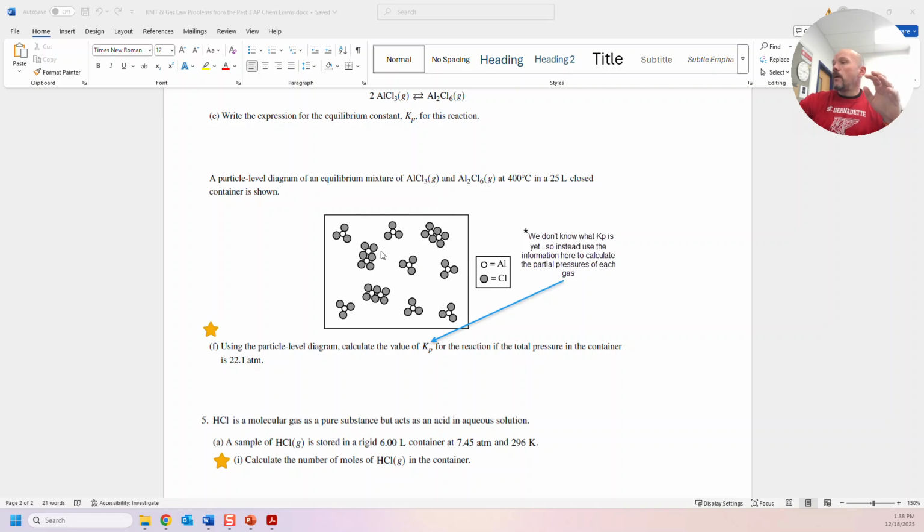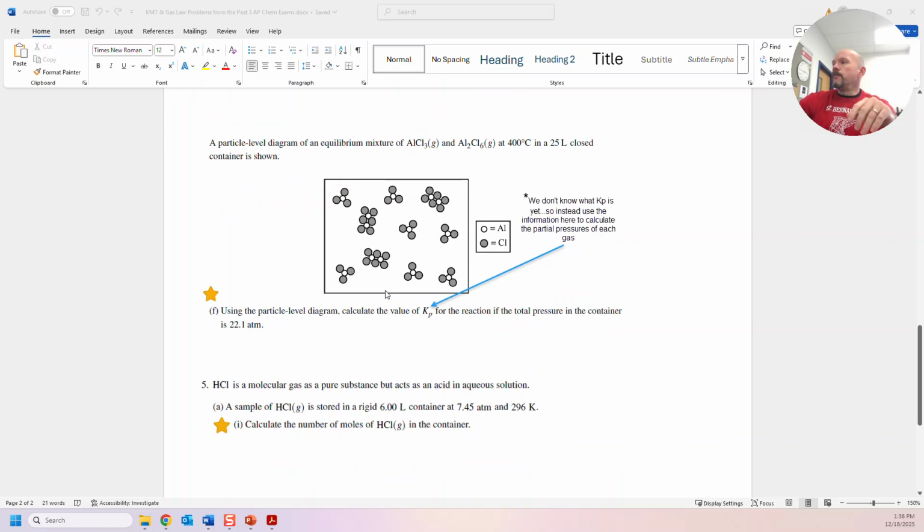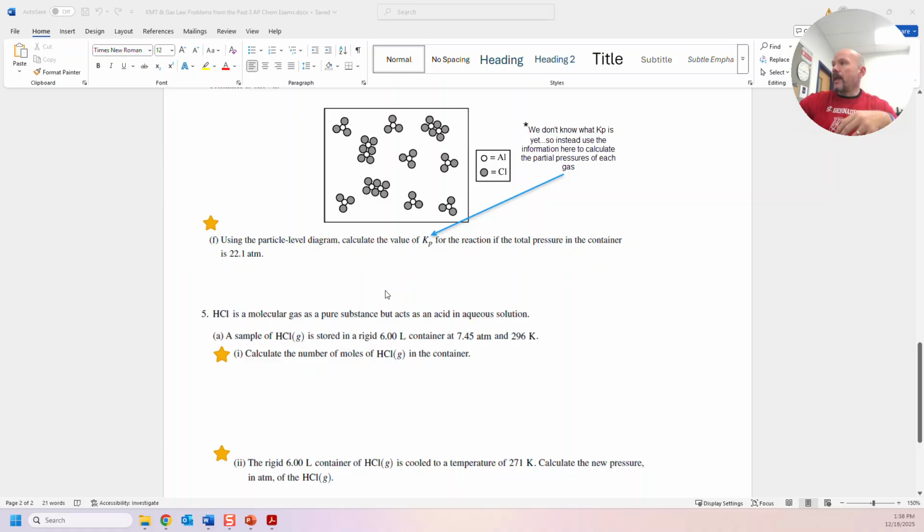But right now, if you were given this information, given the particle diagram here, and given the total pressure, being able to figure out the partial pressure of each gas in that mixture, that's something we should be able to do from 3.1 and 3.2. But I am also going to answer the other questions that are on here. But your main focus, if you're trying to just focus on kinetic molecular theory and gas laws, would be just to focus on the starred questions.